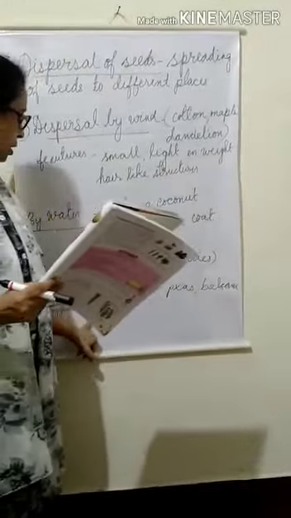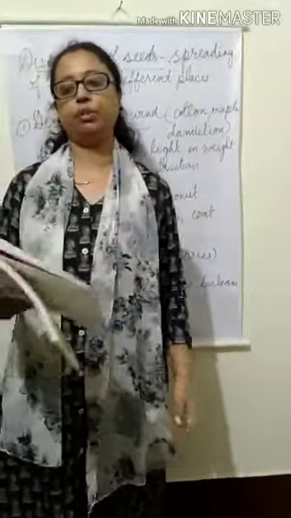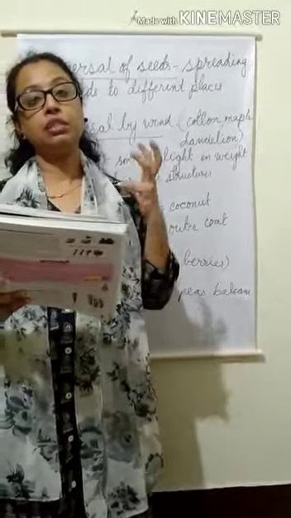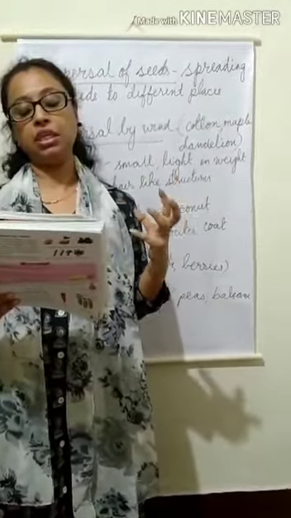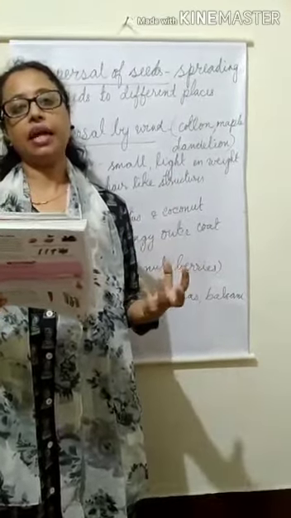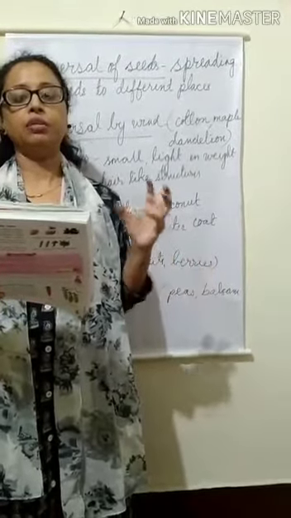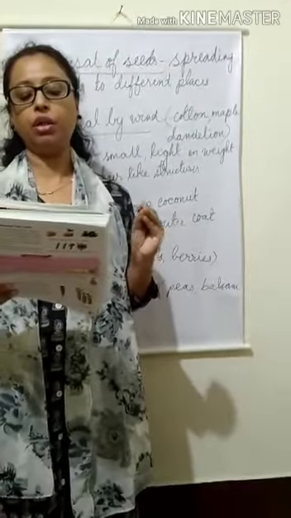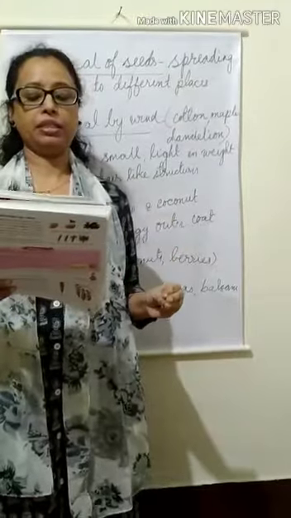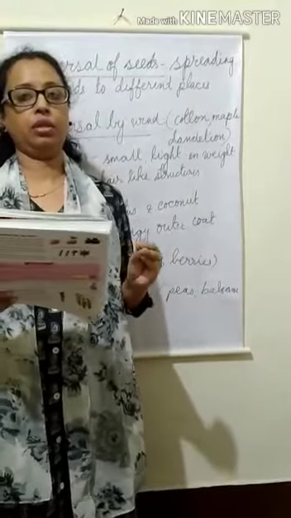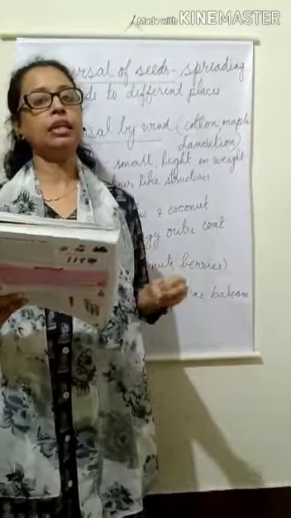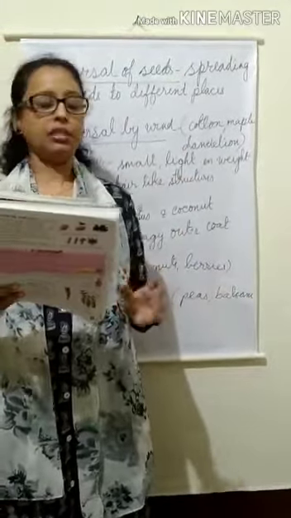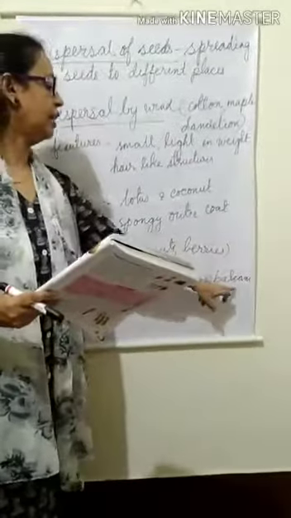The last one is dispersal by explosion. Some fruits explode when they are dried. Due to the force of the explosion, these seeds fall on the ground away from the place where the parent plant is growing. Examples are seeds of peas and balsam.